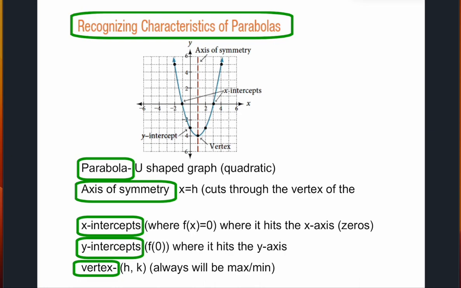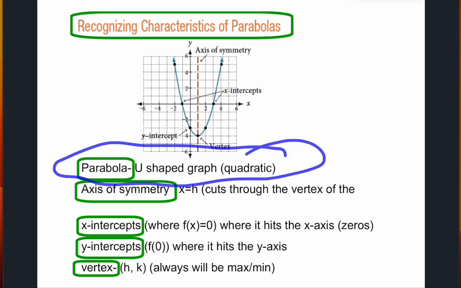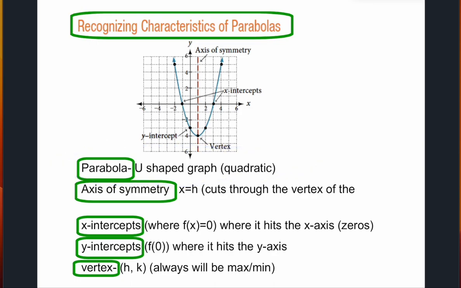Now, I talked about it quite a bit when I was talking about how when you are locating the vertex, if you plug in a point below it and above it of equal distance, that you should get the same value. And so that's why that happens, because of that axis of symmetry. So remember, it's a U-shaped graph. You can call it a parabola. You can call it a quadratic. The axis of symmetry cuts through the vertex of the parabola. It is the value x equals h.